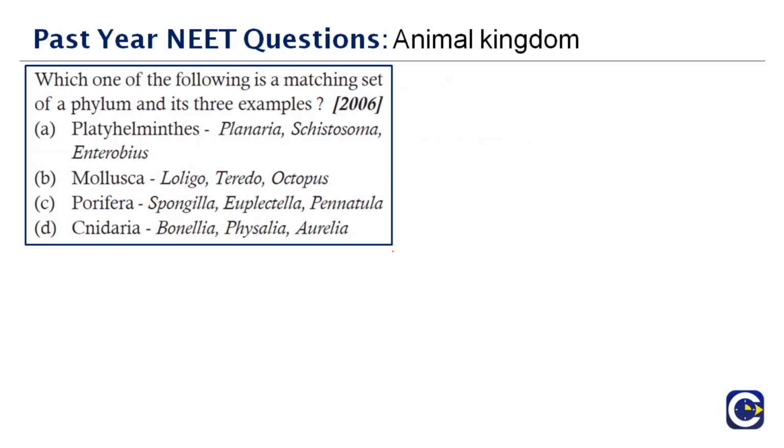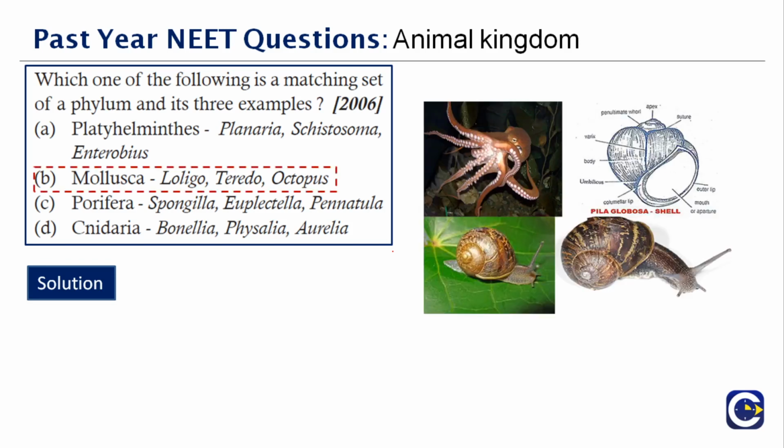Next question: which one of the following is a matching set of the phylum and its three examples? Easy question for you to answer. The correct answer is Mollusca, because Pteria, Octopus, Loligo, all these belong to Mollusca. While the rest, in Porifera and Cnidaria, the matching set is not correct. Therefore the correct answer to this question is option B. To your right side you can see the different Mollusca group of animals.